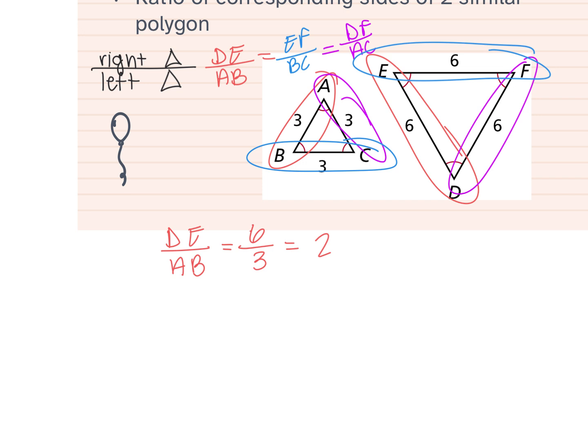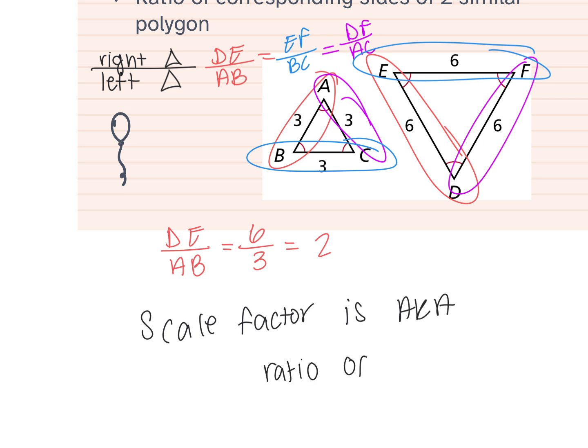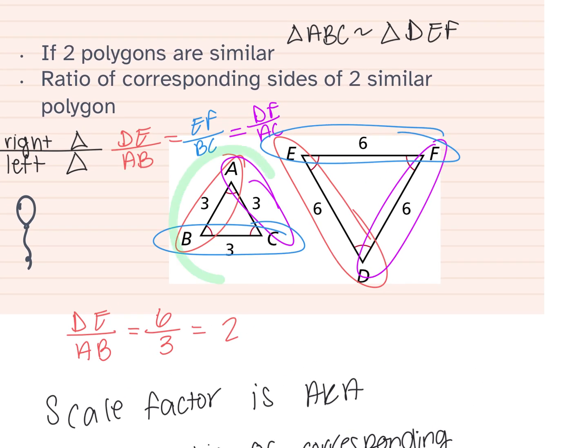All right, I also want you to know that there are 3 things that are the same: scale factor is also known as ratio of corresponding sides. Okay, so my scale factor is 2, and that's going from the small one to the large one. My scale factor is 2.